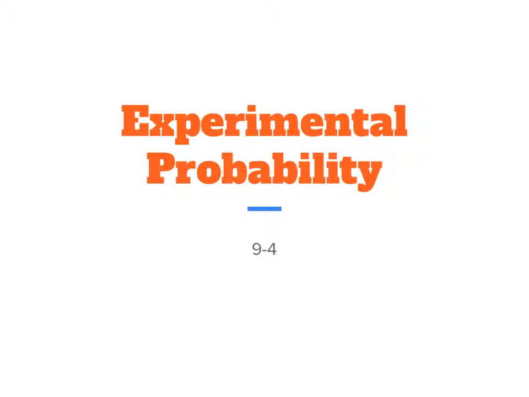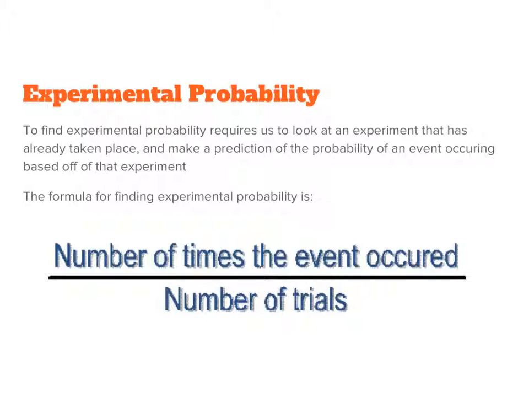Welcome to lesson 9.4. Today we're going to talk experimental probability. So to find experimental probability requires us to look at an experiment that has already taken place and make a prediction of the probability of an event occurring based off of that experiment. The formula for finding experimental probability is the number of times the event occurred divided by the number of trials.